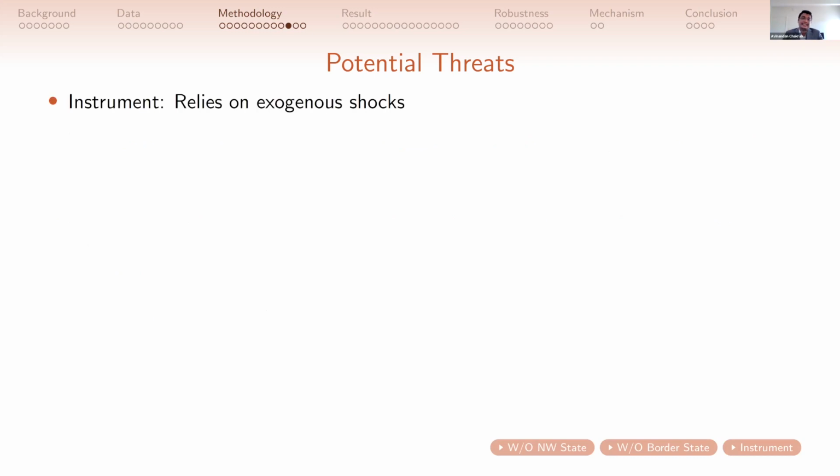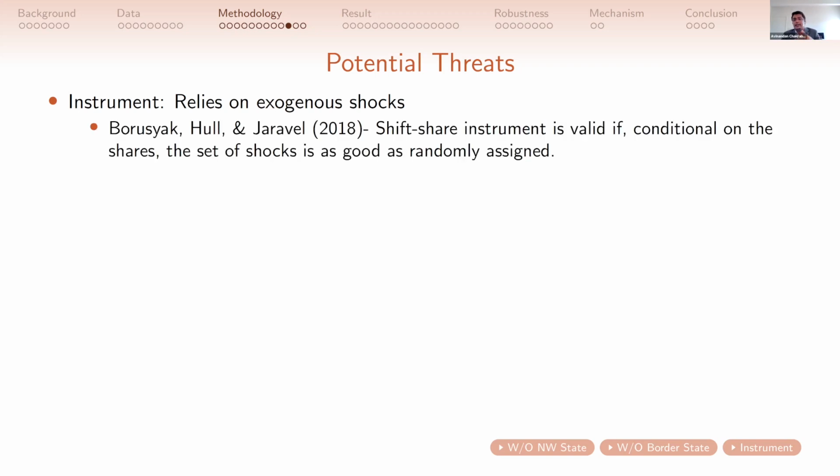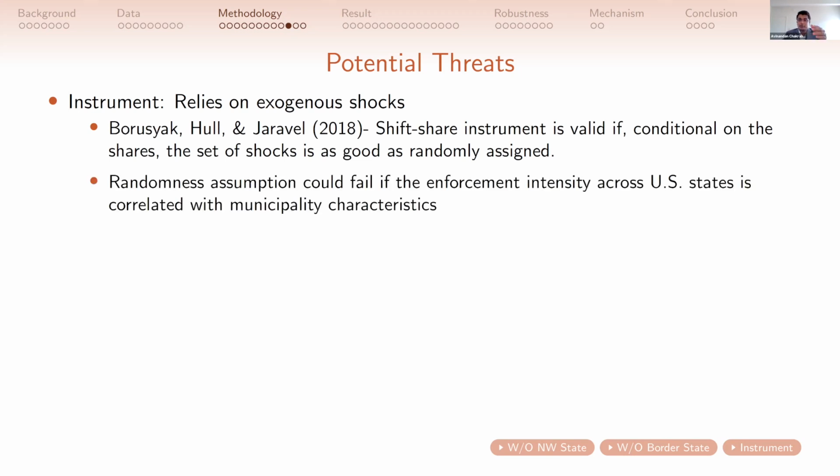The next potential threat arises because of the instrument itself. My instrument relies on exogenous shocks, and there has been a recent growing literature on shift-share instruments and the problems with them. Borusyak, Hull, and Jaravel, in their 2018 paper, state that the shift-share instrument is valid if, conditional on the shares, the set of shocks is as good as randomly assigned. In my case, it may be a problem because the randomness assumption could fail if the enforcement intensity across US states is correlated with municipality characteristics. Suppose the states in the United States where the share of migrants is larger are implementing higher enforcement. That might cause a problem.